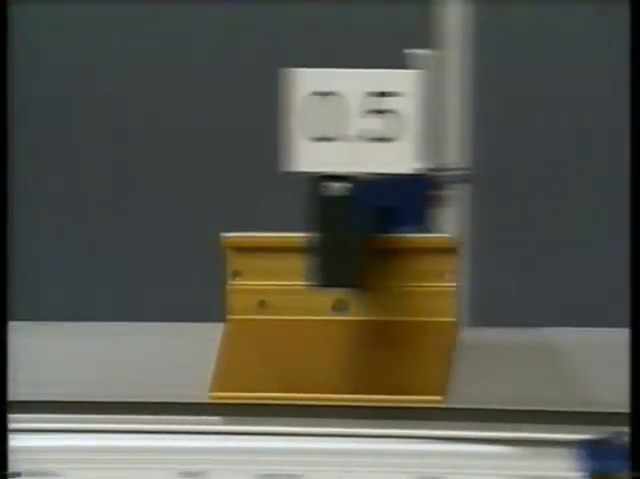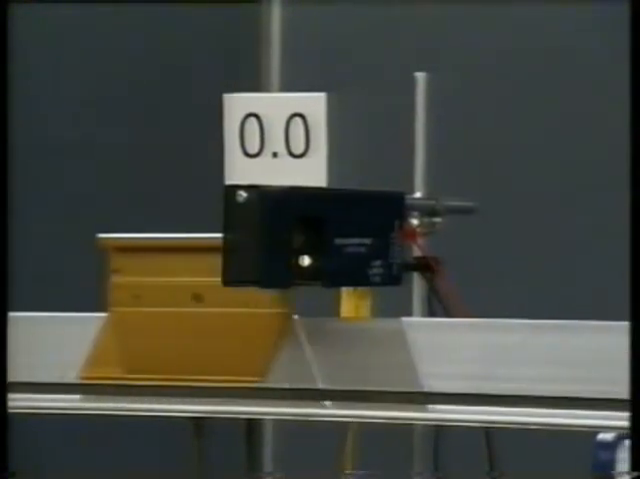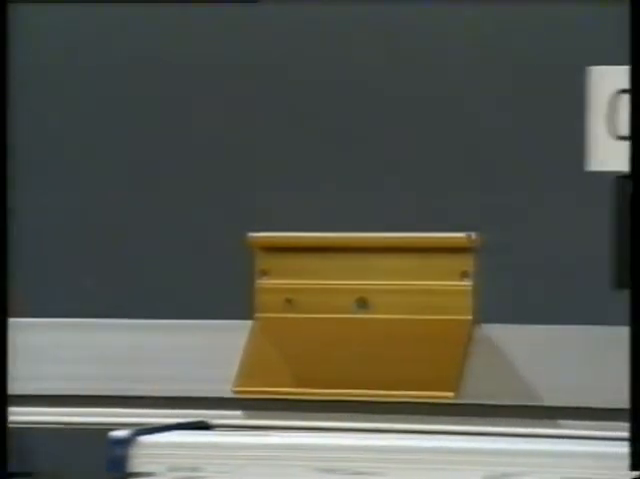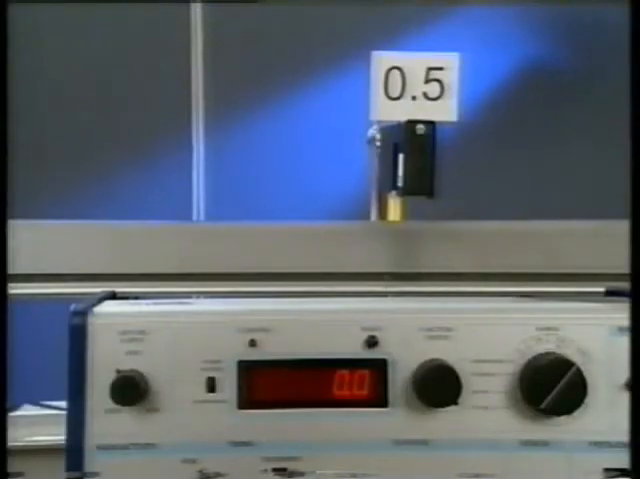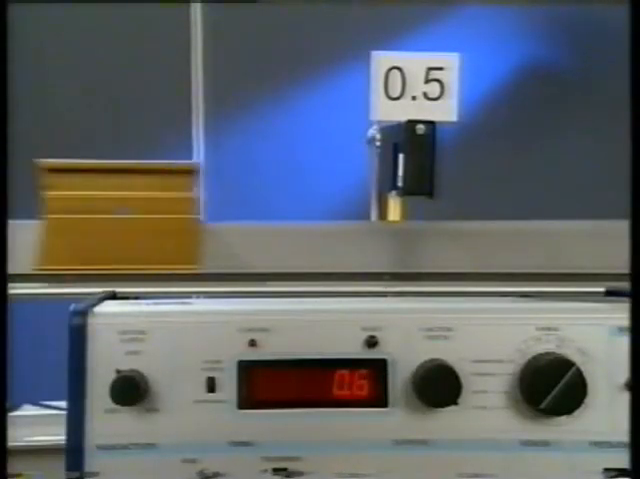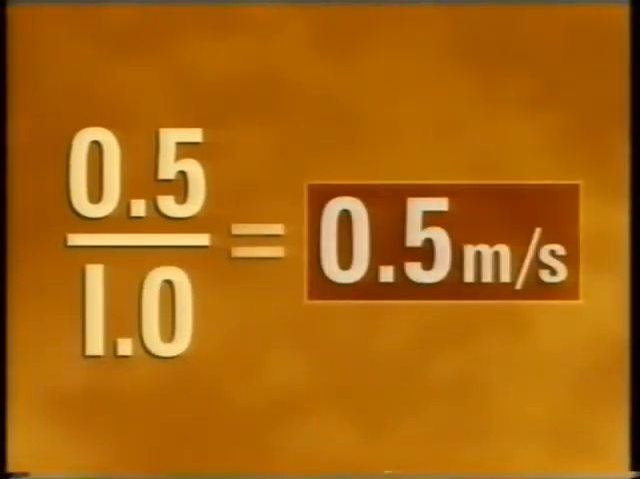As the glider passes through the first gate, all the timers start. As it passes through the next light gate, the first counter stops. And then the second, and then the third. To travel the first half a metre, it took 1 second. Distance travelled, which is 0.5 metres, divided by time taken, which is 1 second, gives an average speed of 0.5 metres per second.